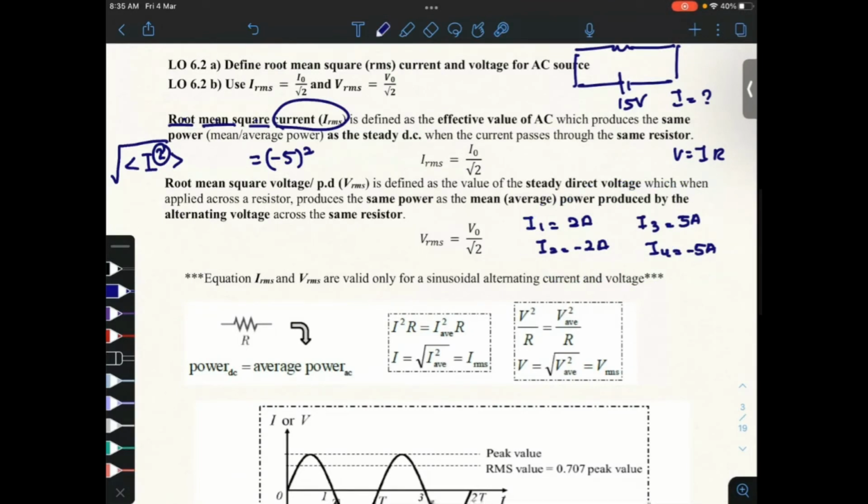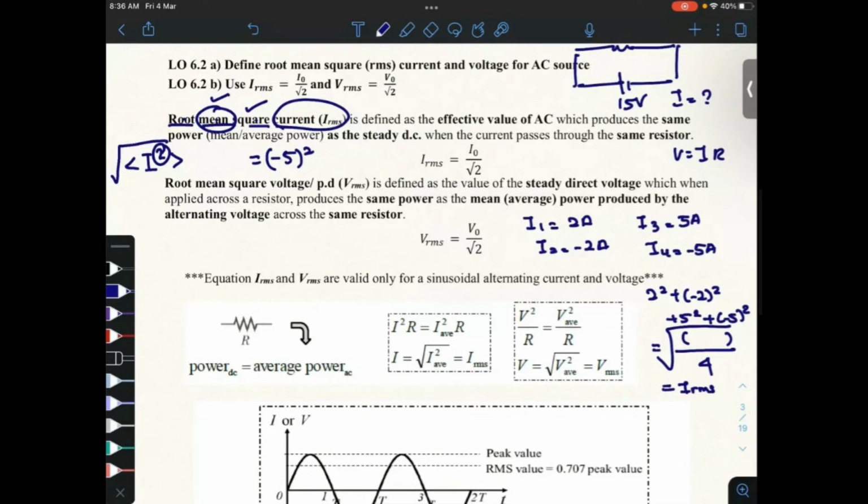So what we do is we square it first: 2 squared plus negative 2 squared, plus 5 squared, plus negative 5 squared. You square all these first. After you square, you get the value and divide by 4. This means the average; we take the average here. This is the mean. Mean is also the term we use for average. We have squared and found the average. Now we want to take the square root, so we will get IRMS.